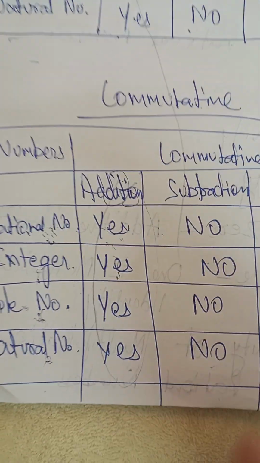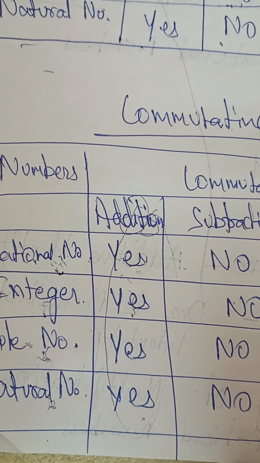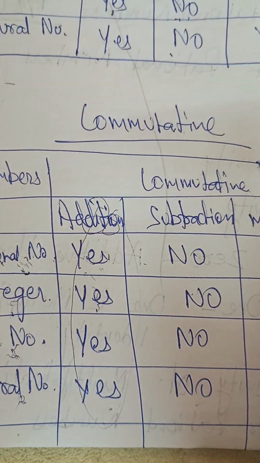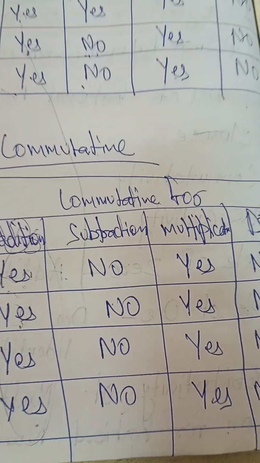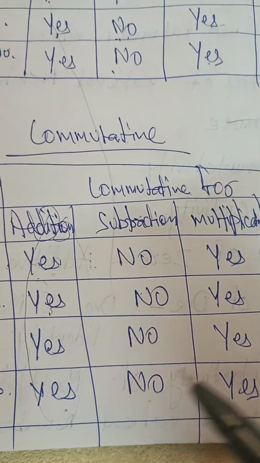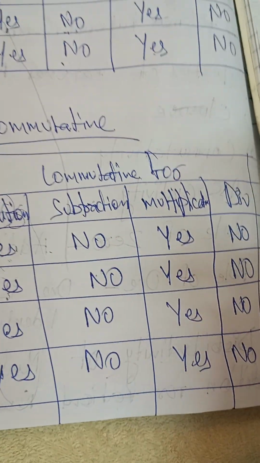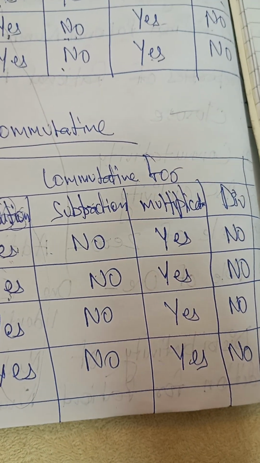Why? Because we can change the order. For addition, it doesn't matter if you change the order. 5 plus 6 or 6 plus 5 will always give the same result. But for subtraction, if you are subtracting two numbers and you try to change the order, the result will be different.